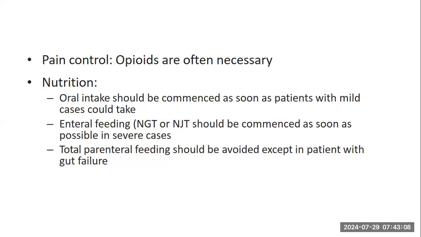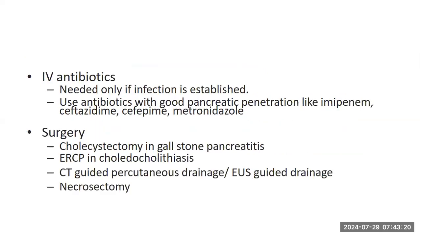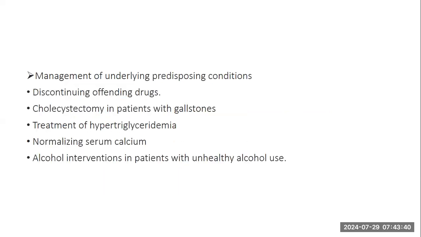Enteral feeding with a nasogastric tube or nasojejunal tube is used in severe cases. Usually, total parenteral nutrition should be avoided except when there is gut failure. IV antibiotics would only come in handy if there is evidence of ongoing infection. Then management of the complications: we may need surgery to drain abscess formations or to carry out necrosectomy to remove the necrosed tissues that have formed.